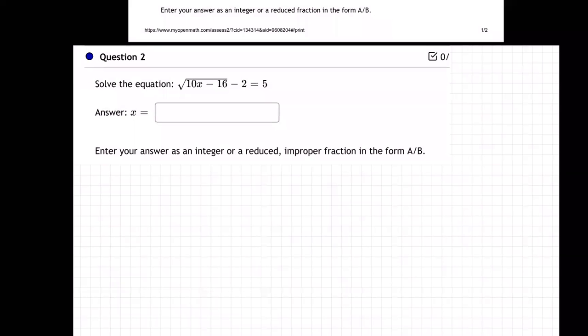Okay, so on this problem, we have a square root. Let me bring it down here. Square root of 10x minus 16 minus 2 equals 5. Okay, what do we do?